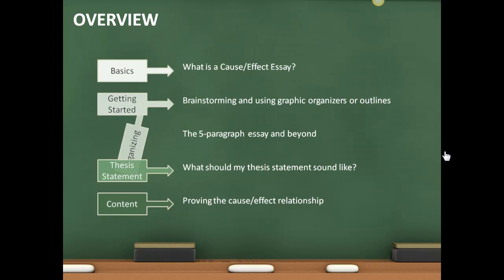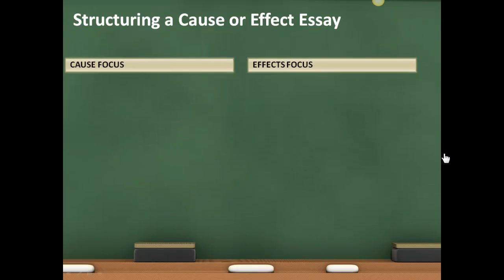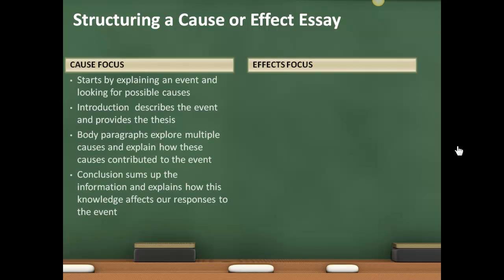All right, so let's get into organizing those paragraphs, what you're going to put in them. If you choose to focus on causes, say I'm taking the Patriot Act legislation and I want to look at what caused it. First, I would want to explain a little bit about the Patriot Act. I'd have to let people know what it was and suggest some of the possible causes that I would be discussing in the paper. My introduction is where I'm going to do that. It's where I'm going to describe that event, describe what the Patriot Act is, and build towards my thesis.